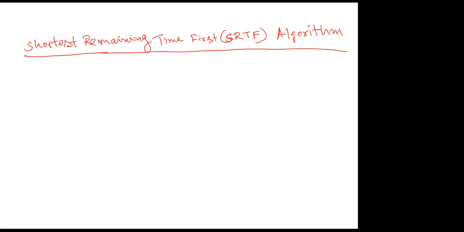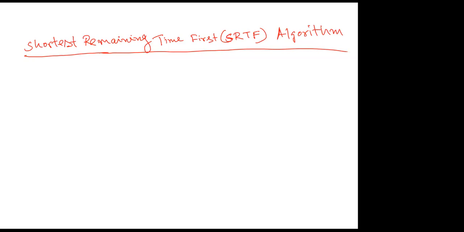One more thing I have to mention here: both SJF and SRTF are priority based algorithms. Priority means the process that requires the lowest, or least, burst time. Both are priority based algorithms, but SJF is non-preemptive and SRTF is a preemptive scheduling algorithm. Let's do one example, then it will be more clear how SRTF works.